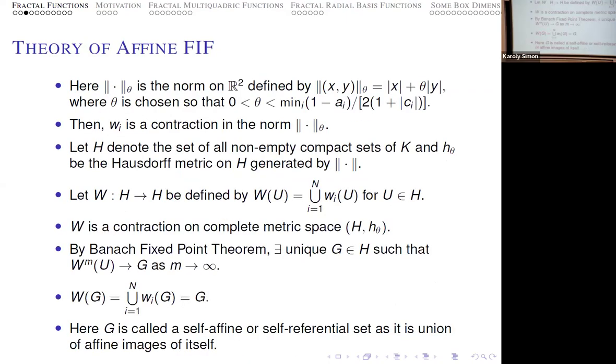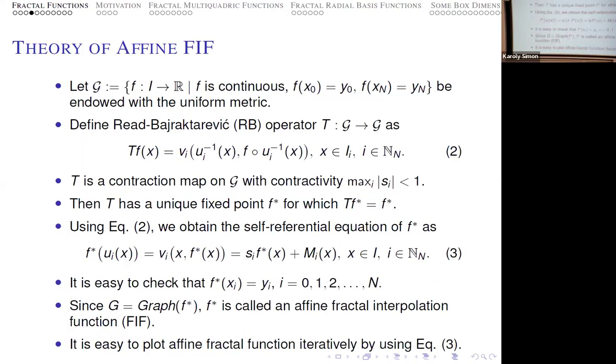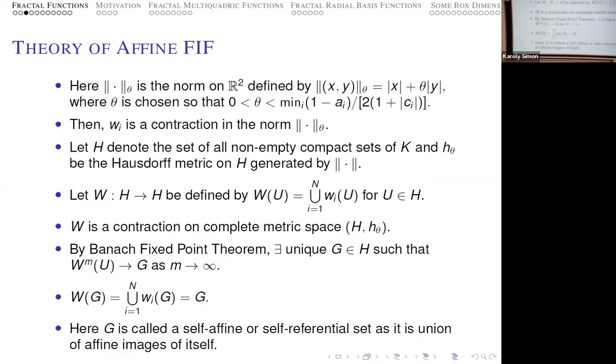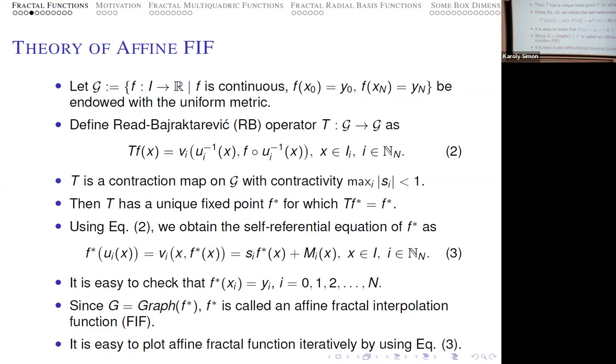So one can define the Hutchinson map, and you'll get the attractor of this w, which is G. So G is nothing but a function whose graph is G. This f is called the fractal interpolation function. In particular, if you go for a function space like this, f from I to R, where f is continuous and satisfying these two end conditions, we define an RV operator in this manner. And the fixed point of this RV operator is the fractal function, because the graph of f star is equivalent to this attractor G. Therefore, we got the fractal function.